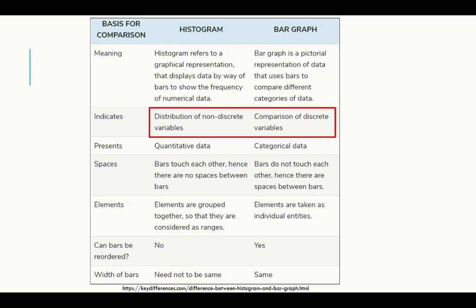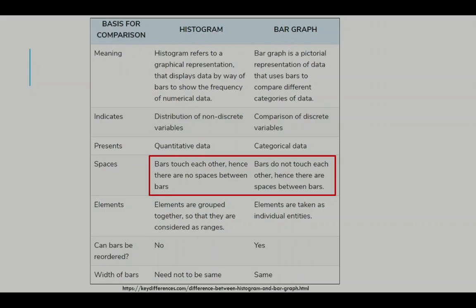It indicates on the histogram a distribution of non-discrete variables. In other words, continuous variables. Whereas the bar graph on the right, comparison of discrete variables, right? Things that are in categories. As we've already said, a histogram, we're looking at quantitative data, whereas with a bar graph, we're looking at categorical data. How about spacing? Well, the histogram, the bars are touching each other.